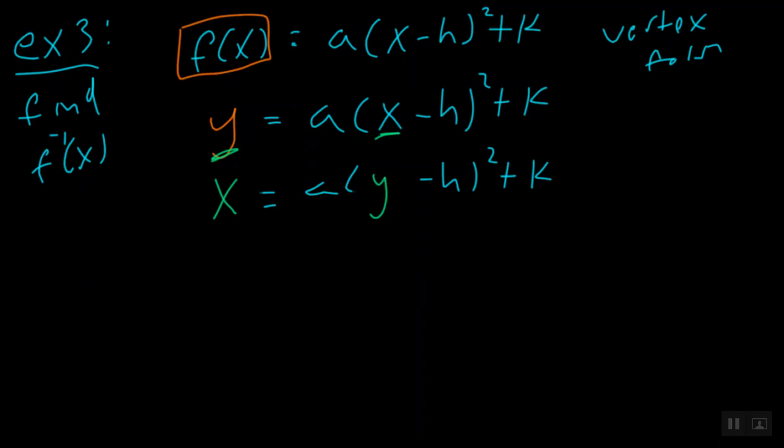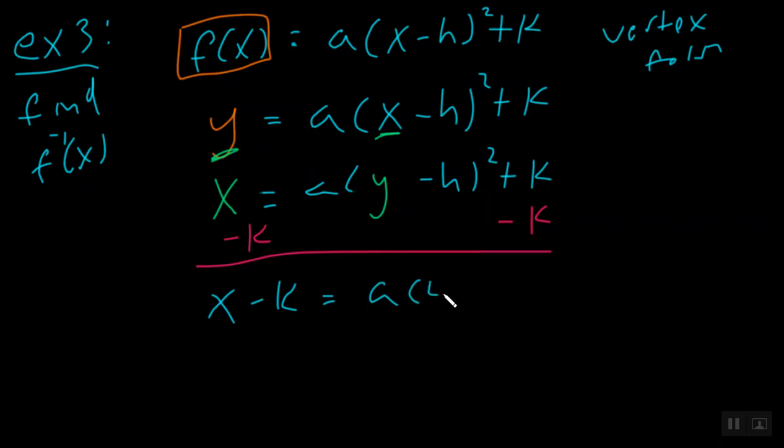Now from here, what in the world are we going to do to get the y value by itself? Well, remember our rules of algebra. The first thing we always get rid of is addition or subtraction. So how do you get rid of a plus k? Well, we will subtract k. Okay, and so this would say, we have x minus k is equal to a parentheses y minus h squared.